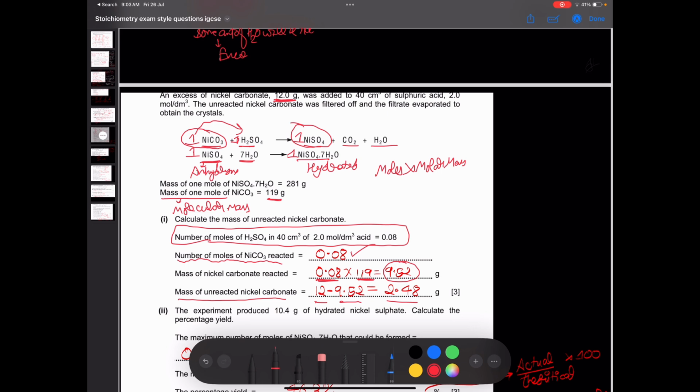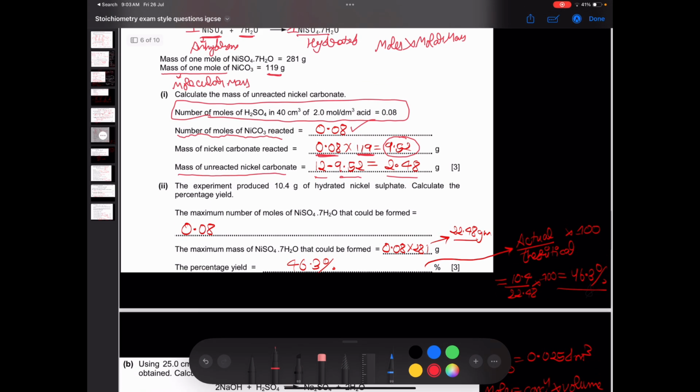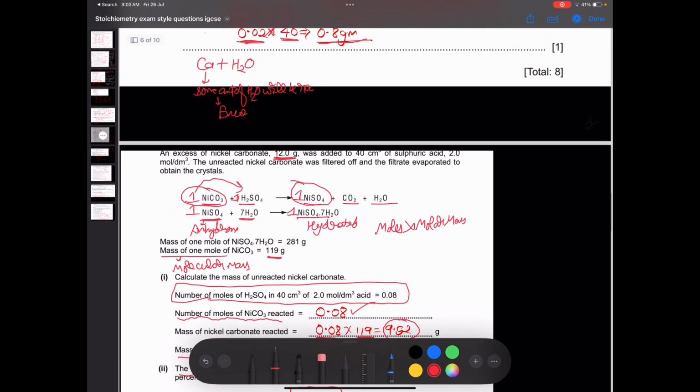Okay. Next, the experiment produced 10.4 grams of hydrated nickel sulfate. You have to figure out the maximum moles of nickel sulfate hydrated form that could be formed. Now, this is very simple to understand. I'll just first of all erase the annotations here.